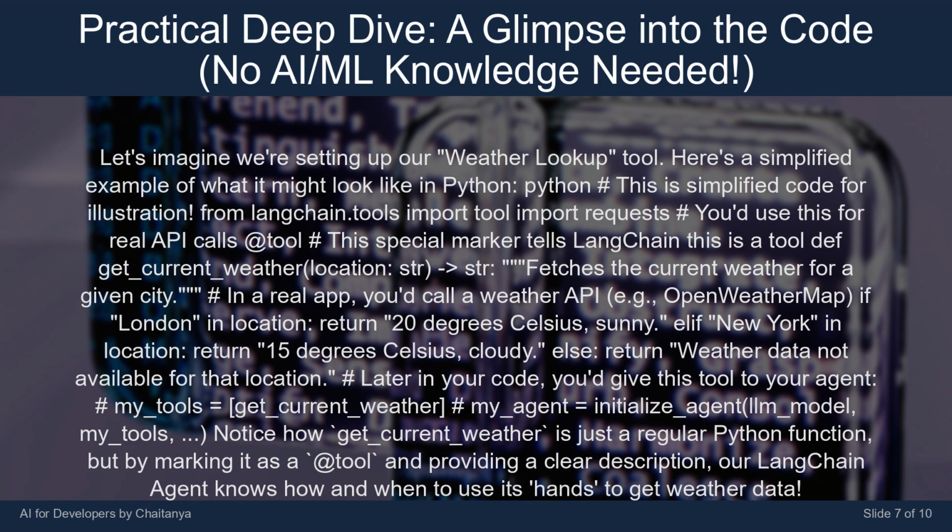Notice how `get_current_weather` is just a regular Python function. But by marking it as a `@tool` and providing a clear description, our LangChain agent knows how and when to use its hands to get weather data.